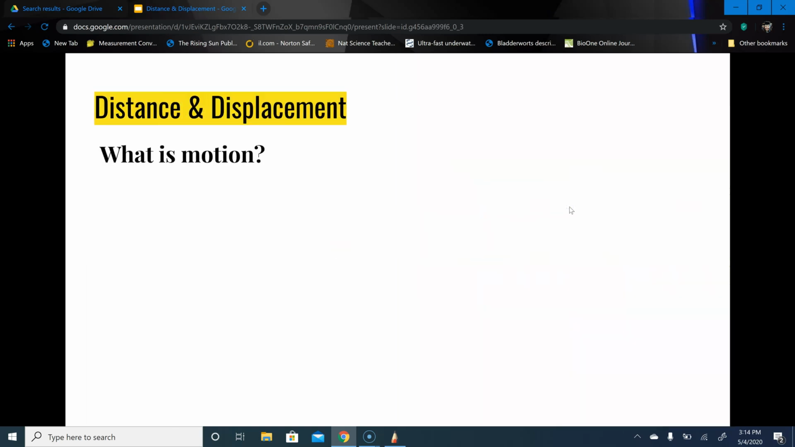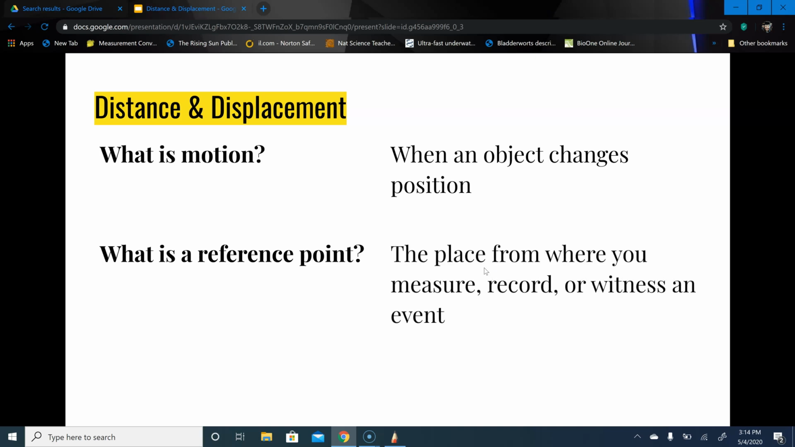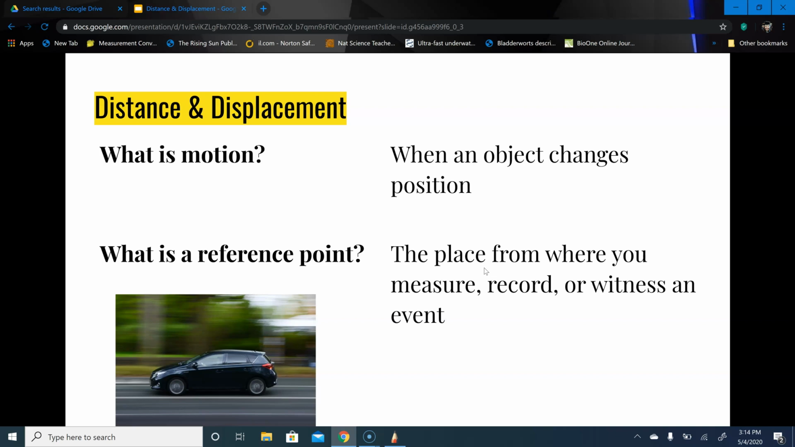Okay, so we have been looking at motion because we were studying Newton's laws last week. What exactly is motion? It's simply when an object changes its position. So when we are making measurements of motion, it's important to know where a reference point is. And that's simply the place from which you measure or witness an event. And this is important because things don't always appear the same depending on what position you're in.